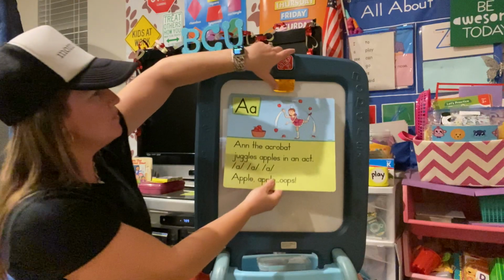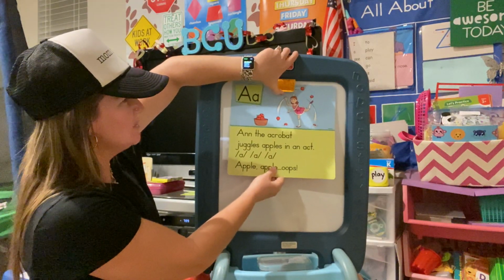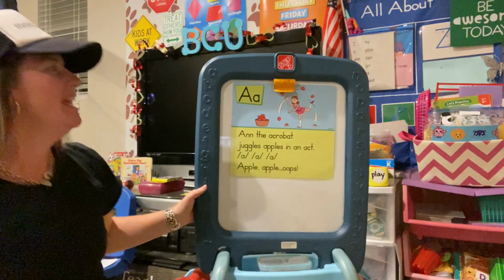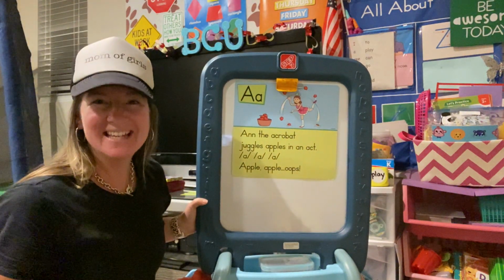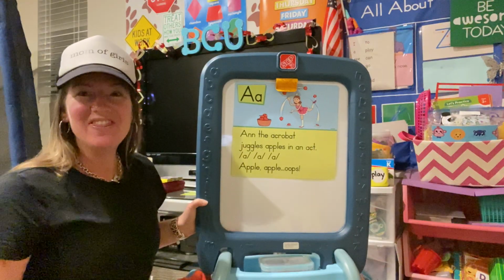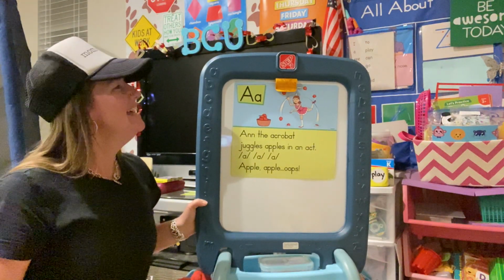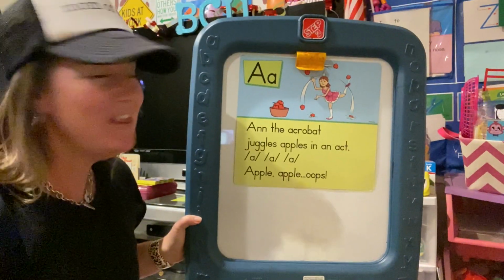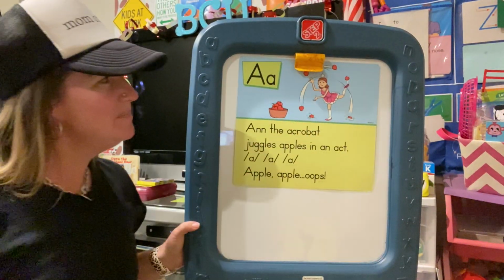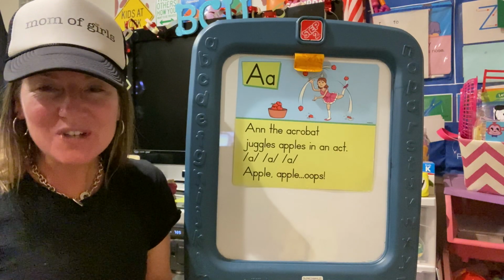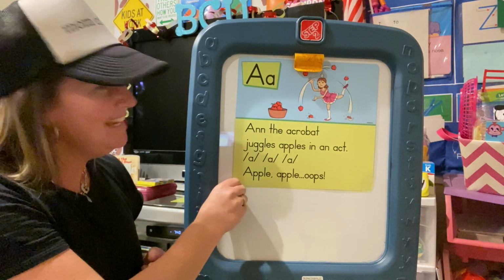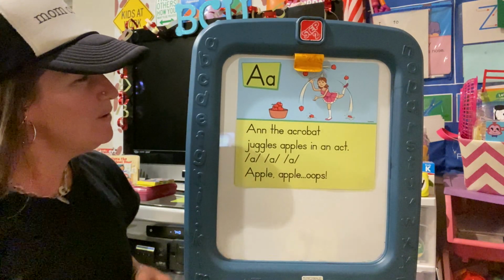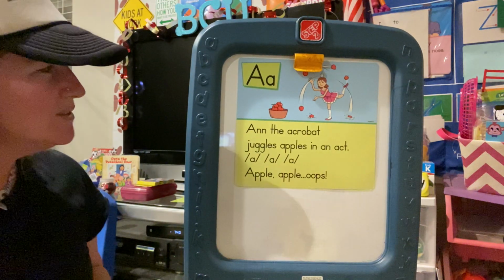All right, so we're going to take this down and we are going to practice. I know some of you might remember at the beginning of the school year, we brought out all of our letter charts. And do you remember what her name is? It's Anne. Anne the acrobat, right? Let's look at the picture. What is on that picture? Yep, there's Anne. And it looks like she's juggling something. What is she juggling? That's right, apples. Anne the acrobat is juggling apples.